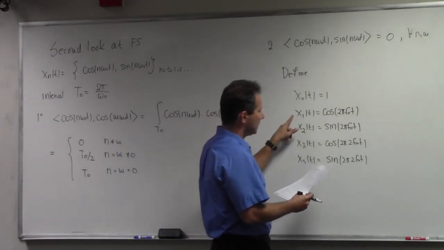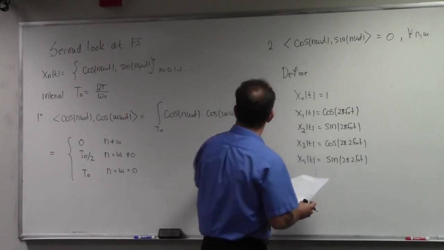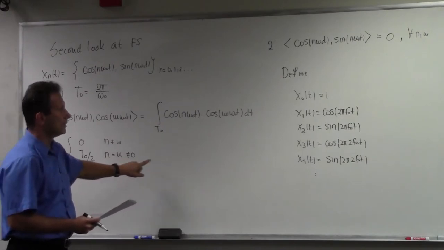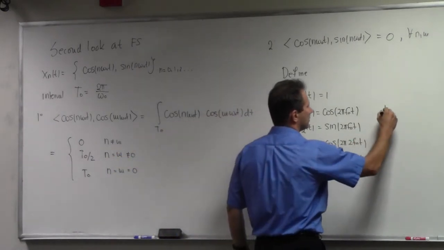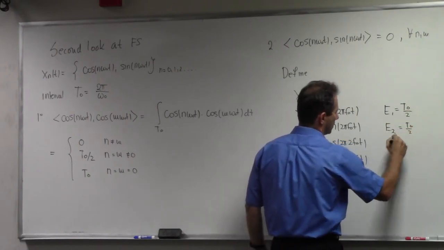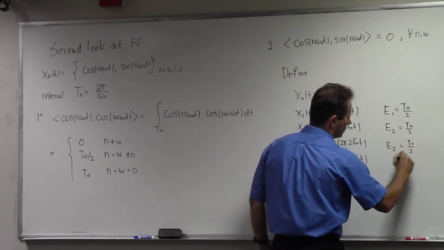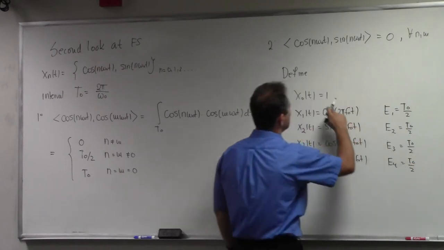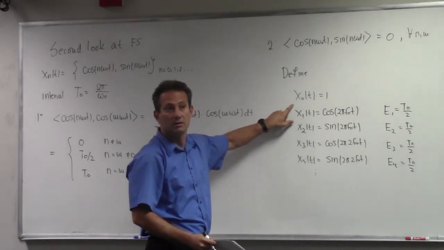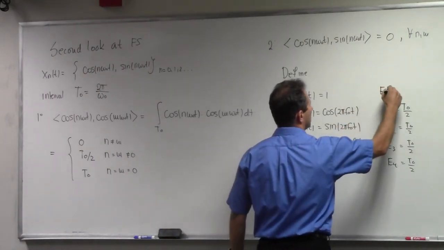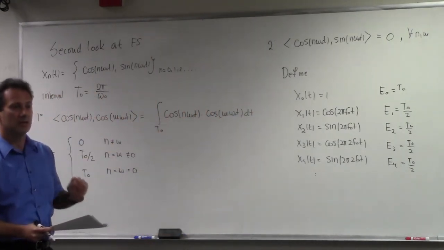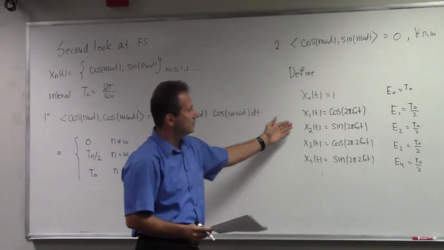The energy of this one, if I take the dot product with itself, is given here, where n is equal to m but different than 0. If I take the dot product of cosine with itself, the energy of this one is equal to T0 over 2. Energy of this one is T0 over 2. Energy of this one is T0 over 2. What's the energy of this one? If I take the dot product of itself and integrate over T0, what is the energy? T0, right? So the energy of x0 is equal to T0. So that's the whole description of this particular set. The set is orthogonal, and these are the energies of the individual components.